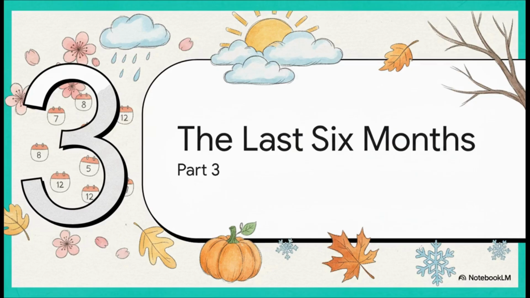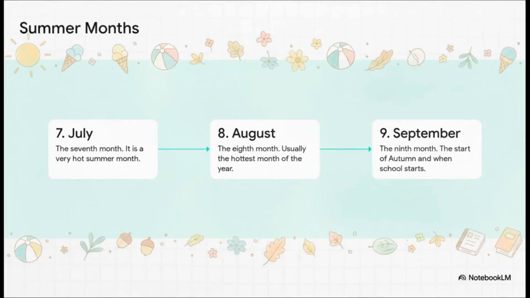Let's keep that momentum going and learn the second half, from month 7 all the way to 12. We're starting off in the middle of a hot summer. Month number 7 is July. Say it, July. Number 8 is August. Repeat after me. August. Phew! These two are usually the hottest months of the whole year.